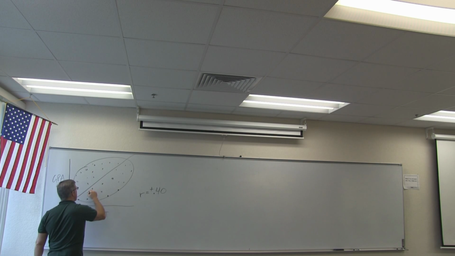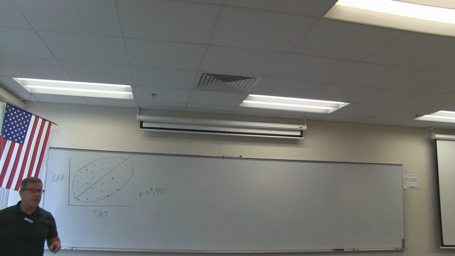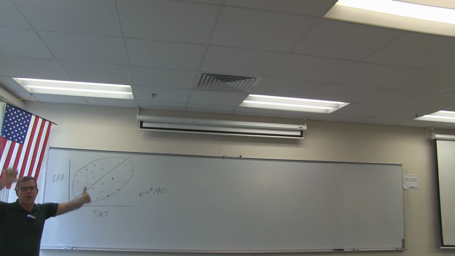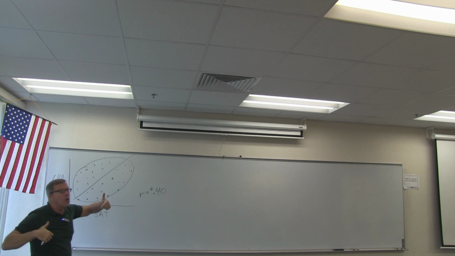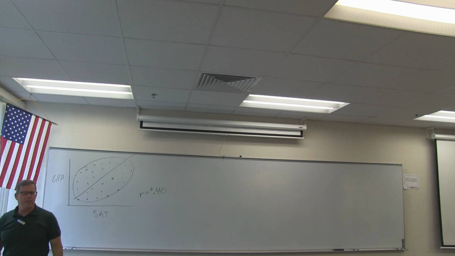We always have to remember, relative to correlations and prediction error, remember, as correlations increase, prediction error decreases. As correlation strength decreases, prediction error increases. Let's take a look at this.